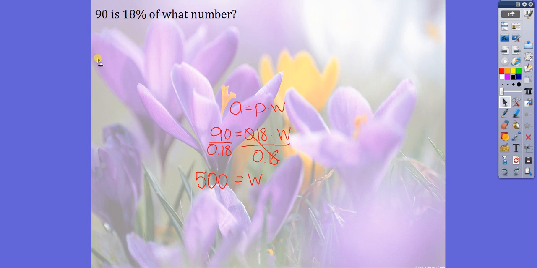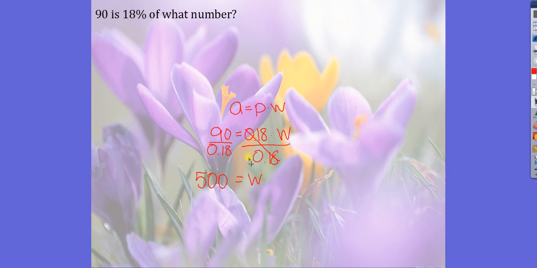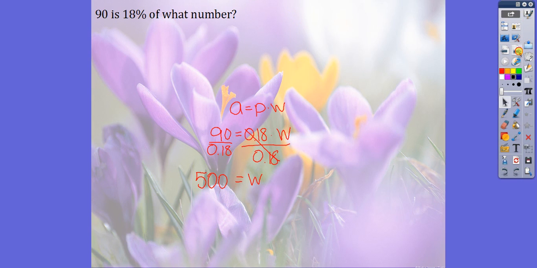So 90 is 18% of what number? So 18% gets written as the decimal 0.18. 90 is the part, and when I divide each side, I get 500, and that makes sense if I say it out loud. 90 is 18% of 500. If I got a number that was like 90 is 18% of 12, that doesn't make any sense because 90 is just a small piece of this larger number.